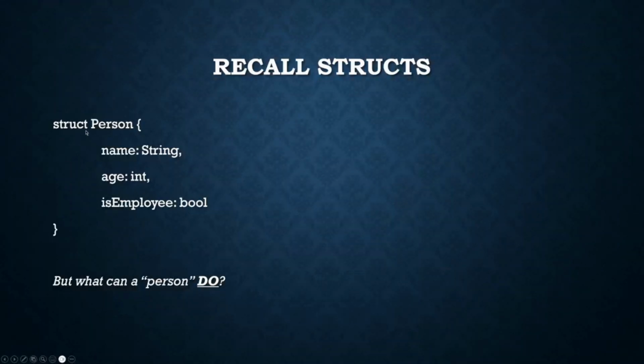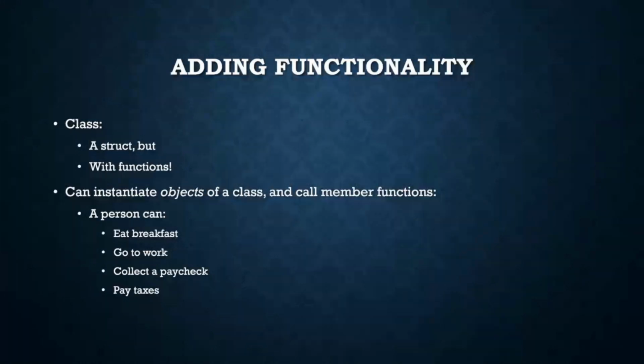It's got, say, a struct for a person, and it might have some different fields and properties. So you might have a string for a person's name, an int for their age, and is employee, which is a bool. And all that is just storing data for that person. But it doesn't really tell us what the person can do or what you can do with a person.